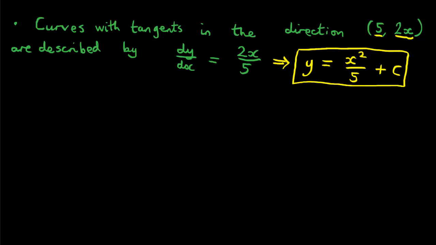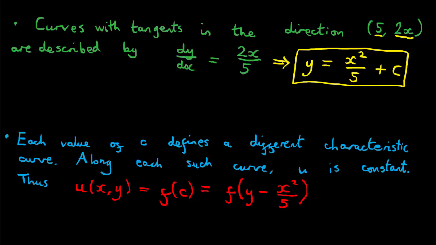Each value of c defines a different characteristic curve, and along each of those curves u is a constant, and therefore the function u can only depend on which curve we're on. In other words, u is a function of c, and we've got an expression for c, because if we rearrange this equation that I've put a yellow box around, c is equal to y minus x squared over 5. So we can replace c here with y minus x squared over 5. Okay, so that is the general solution.